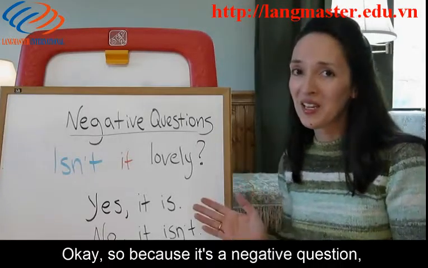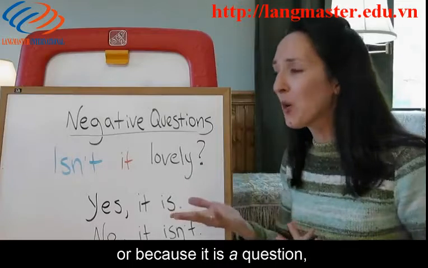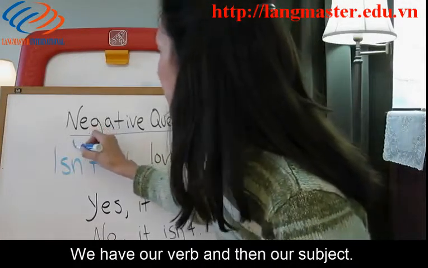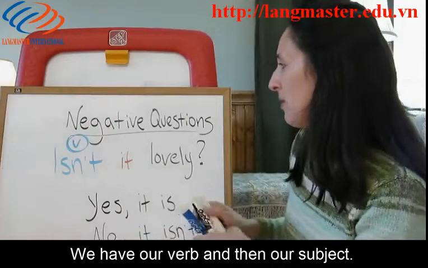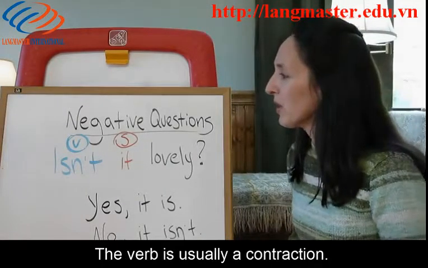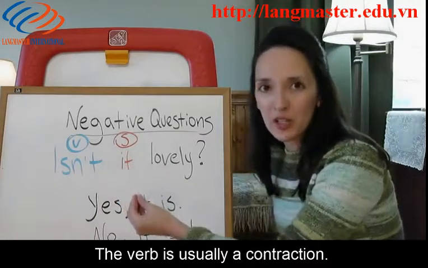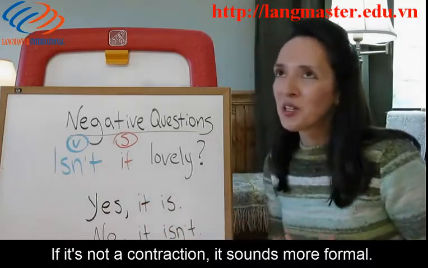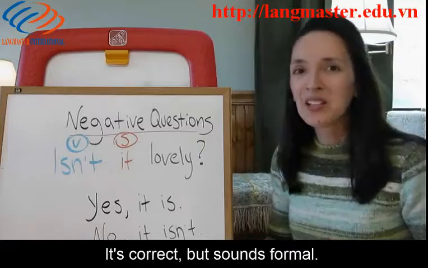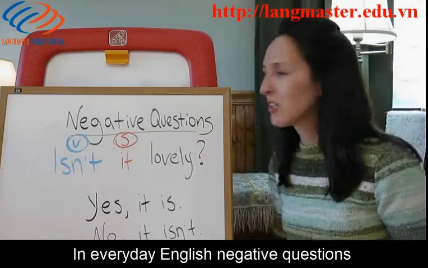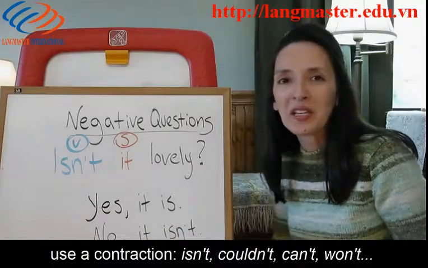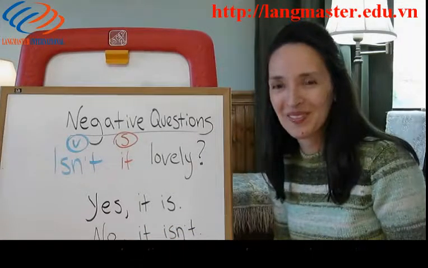Okay, so because it's a negative question, or because it is a question, we're using question word order. We have our verb, and then our subject. Question word order. The verb is usually a contraction. If it's not a contraction, it sounds more formal. Is it not lovely? It's correct, but sounds formal. In everyday English, negative questions use the contraction. Isn't, couldn't, can't, won't. Okay?